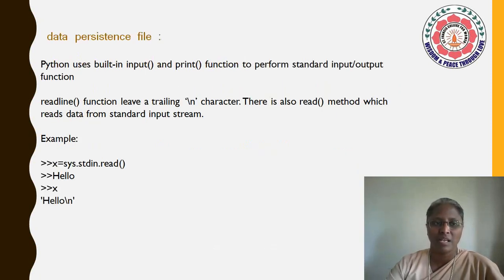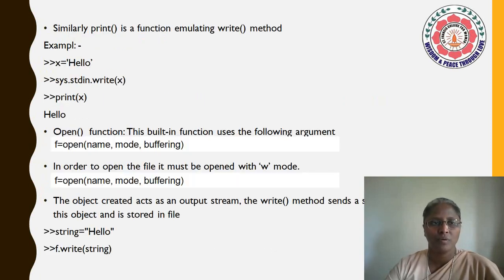Data persistence file. Python uses the built-in input and print functions to perform standard input-output functions. The readline function leaves a trail of \n character. There is also a read method which reads data from the standard input stream. Example, x equals sys.stdin.read, hello, and when we print x, hello and \n is the output.